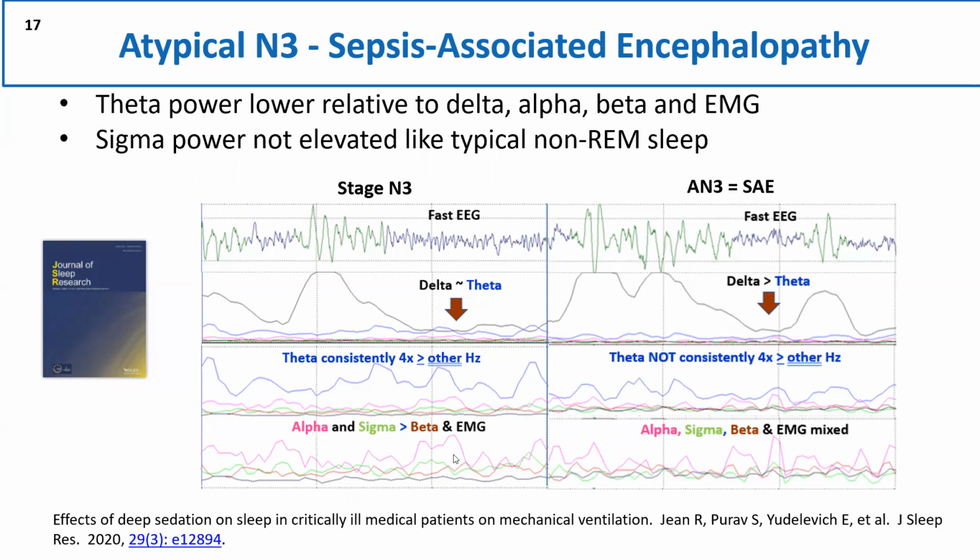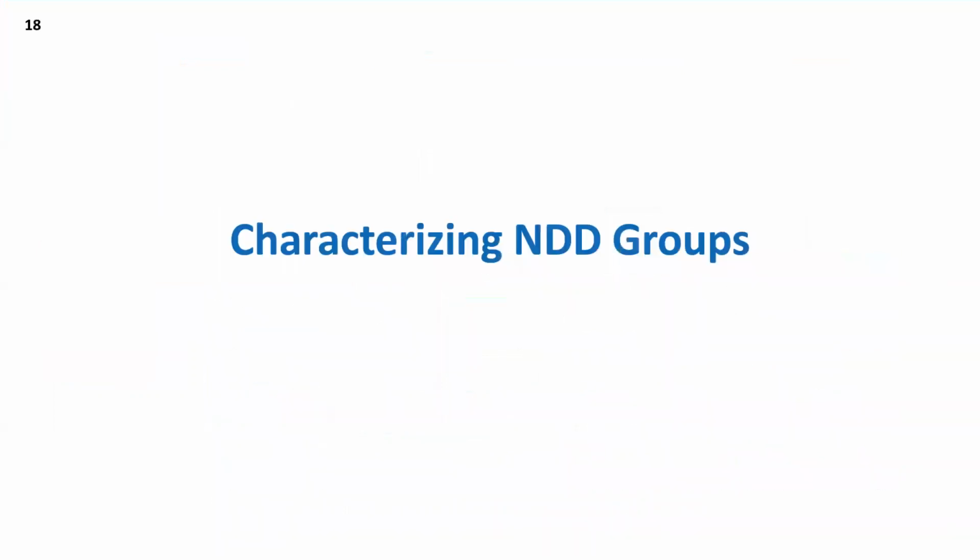I mentioned and showed you earlier how during non-REM sleep, we see that the sigma and the alpha power are elevated. What we see during atypical N3 sleep is that all four of the alpha, sigma, beta, and EMG are much more mixed. So we used these characteristics and developed our automated detection of atypical N3 sleep.